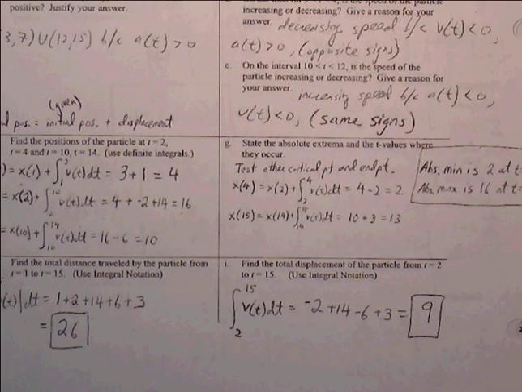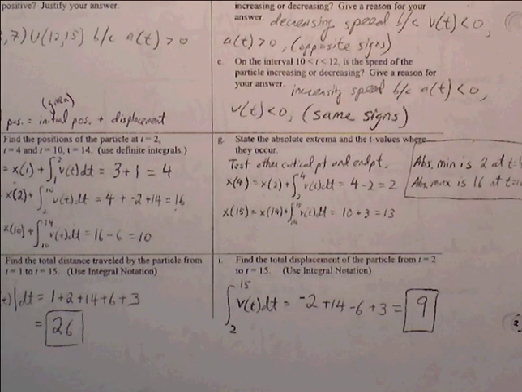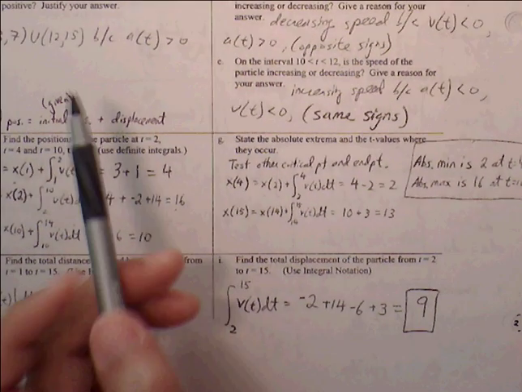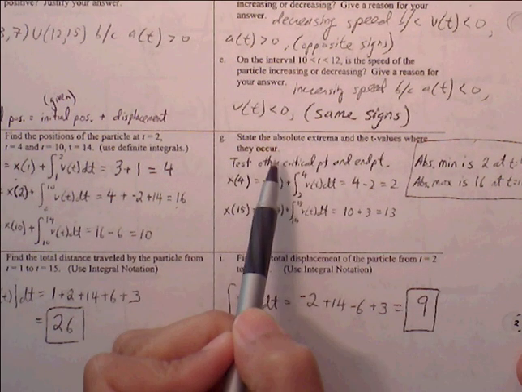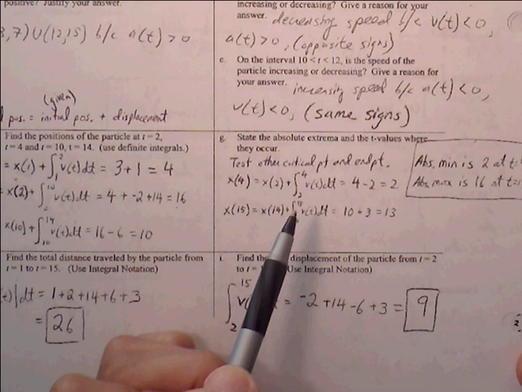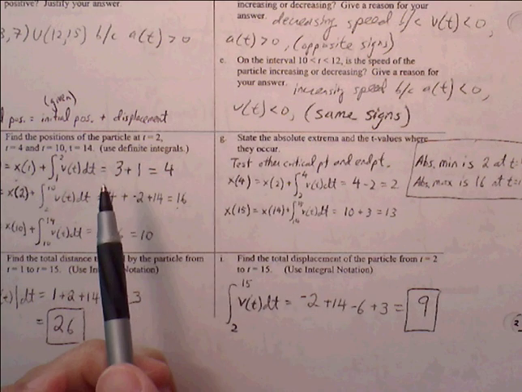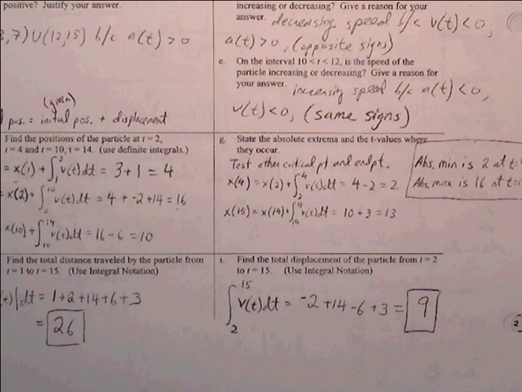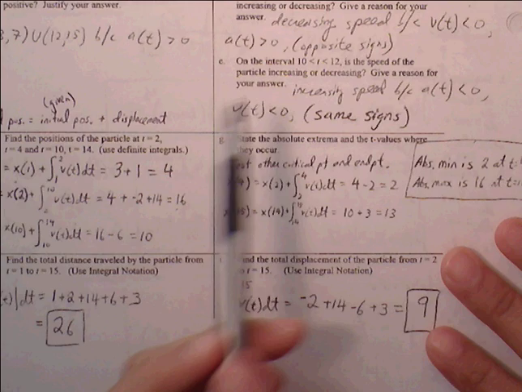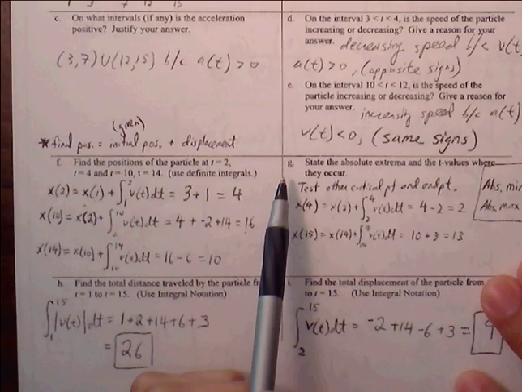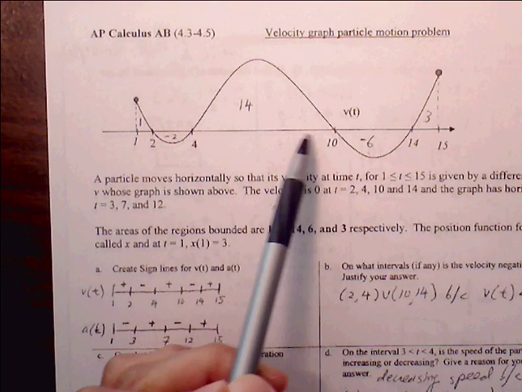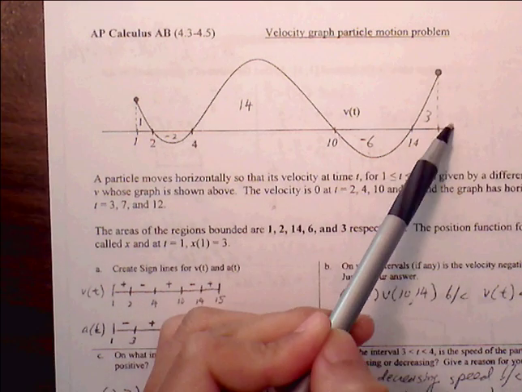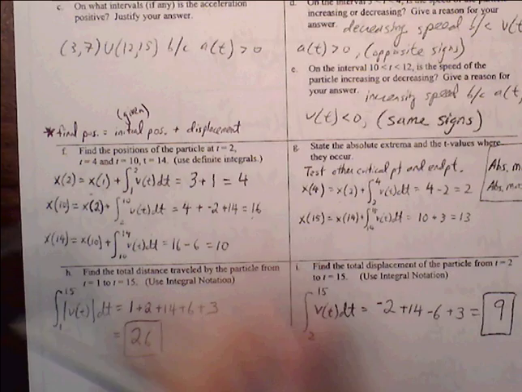All right, state the absolute extrema. This is an extreme value theorem problem, where we have to test the critical points and the endpoints to determine which has the highest value or lowest value. Because this function is continuous, we just have to test critical points and endpoints. It looks like we've tested most of the critical points, which are at 2, 4, 10, and 14, and then we also have to test the endpoints, which are 1 and 15.